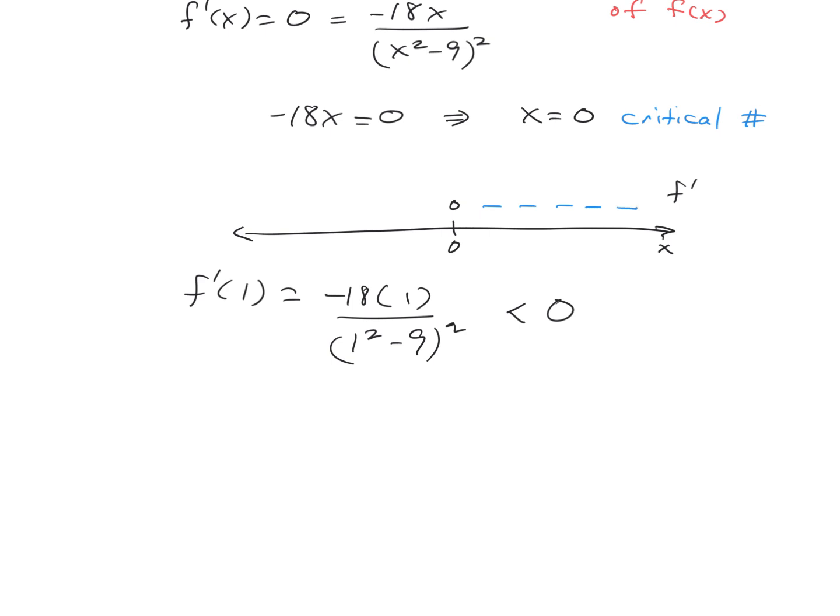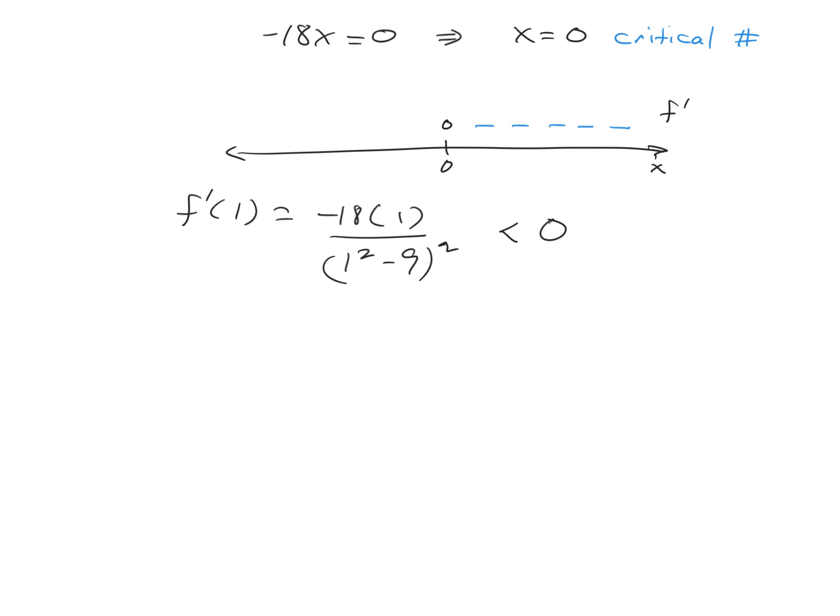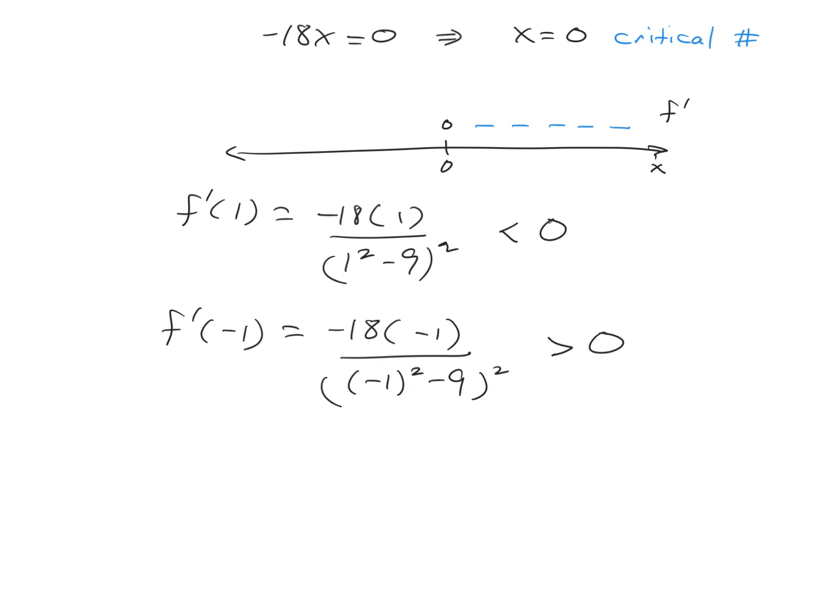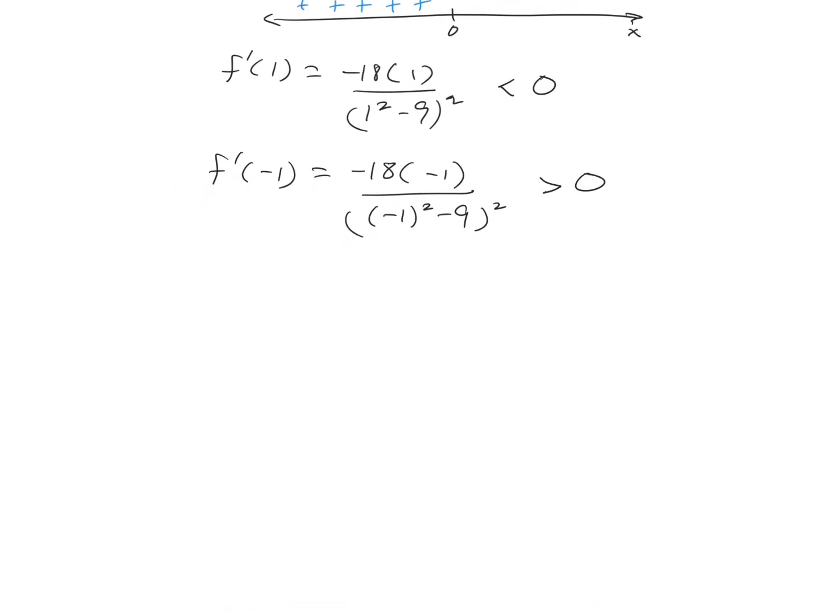Now let's look at f prime of something smaller, such as negative 1. F prime of negative 1 is going to be negative 18 times negative 1 over negative 1 squared minus 9 squared. And that's going to be greater than 0 because we have a positive numerator and denominator. So any value left of 0 on a number line will give us a positive derivative. And now we know that from negative infinity to 0, we have an increasing function, and from 0 to infinity, we've got a decreasing function. And we can now answer the question.